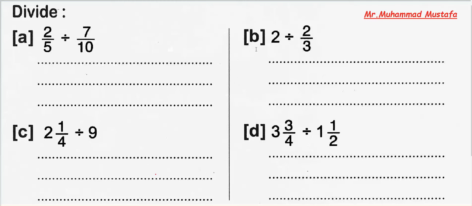In this video, we are going to talk about dividing fractions. The first example, 2 over 5 divided by 7 over 10. How can we divide two fractions? We can put the first fraction, 2 over 5, write it as times, and write the inverse or the reciprocal of the second fraction, 7 over 10, which is 10 over 7.